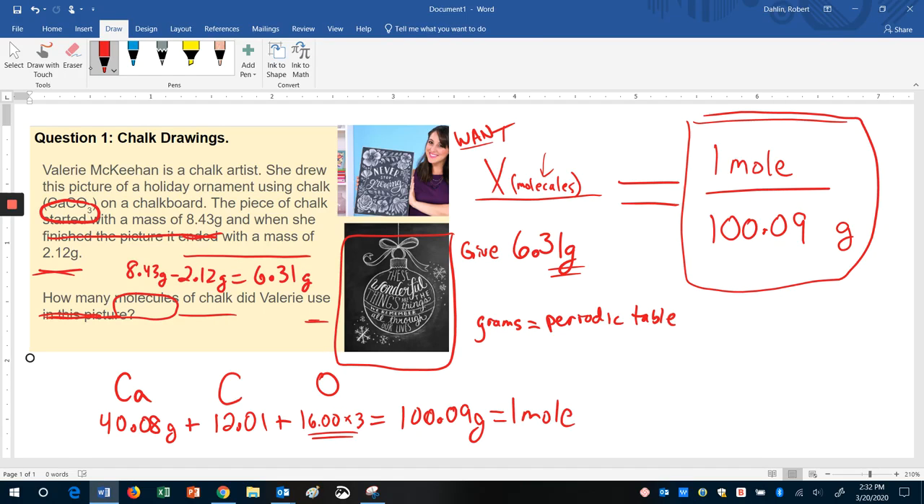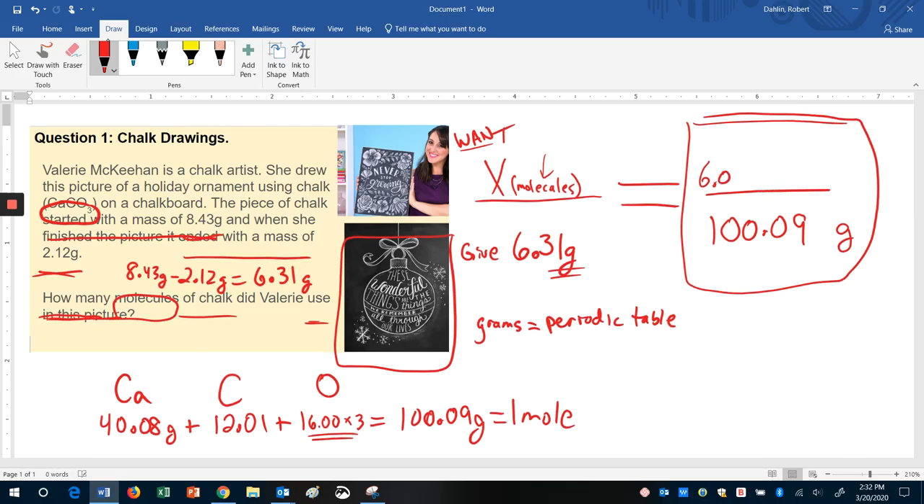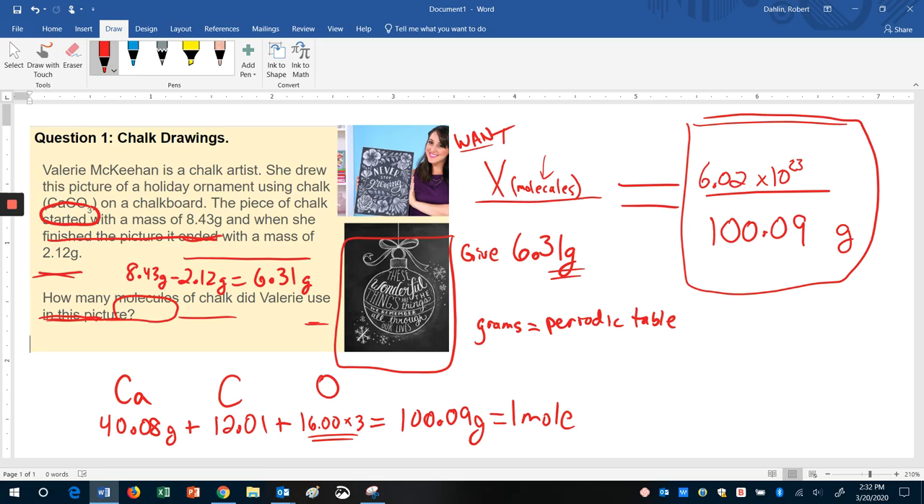So now I have to say, well, how many molecules are in 1 mole? And you just have to remember, what does the word mole mean? The word mole means 6.02 times 10 to the 23rd of any object. And in this case, the object is molecules. Okay, now I simply need to cross multiply and solve for my answer.